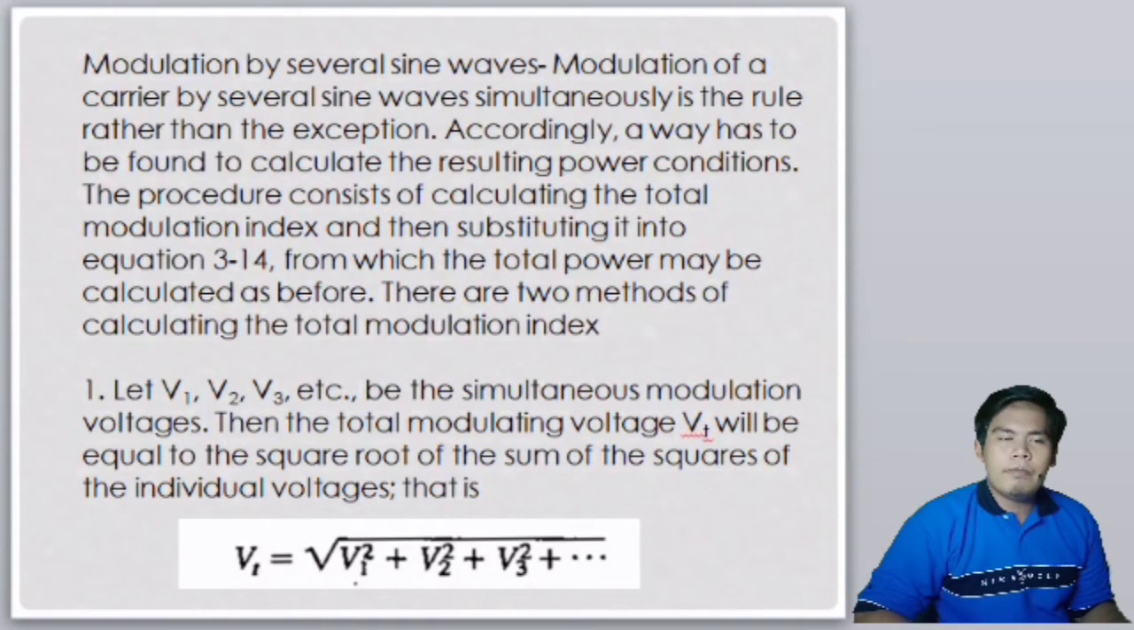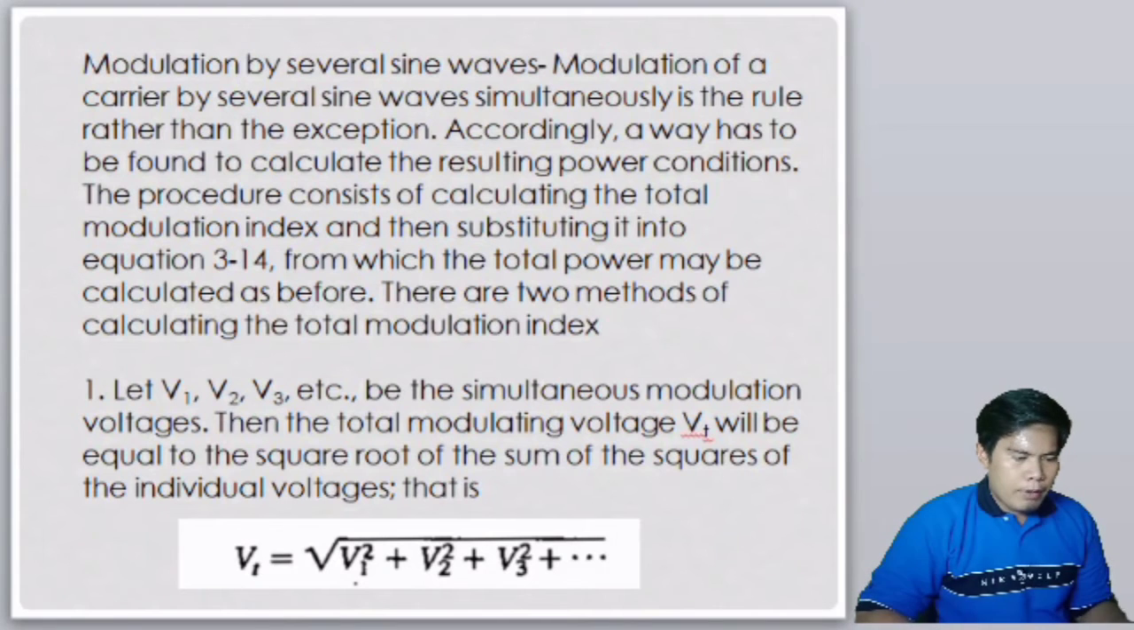Modulation by several sine waves. Modulation of a carrier by several sine waves simultaneously is the rule rather than the exception. Accordingly, a way has to be found to calculate the resulting power conditions. The procedure consists of calculating the total modulation index and then substituting it into equation 3-14, from which the total power may be calculated as before. There are two methods of calculating the total modulation index.